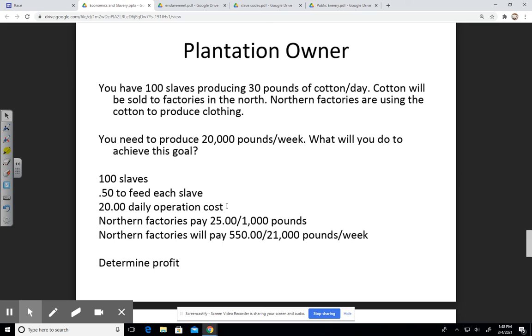In this situation, you are the plantation owner. And working through the math is just here to try to get you to think about the amount of money that's being made.